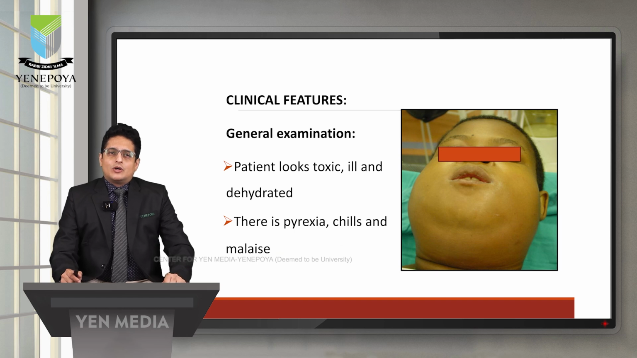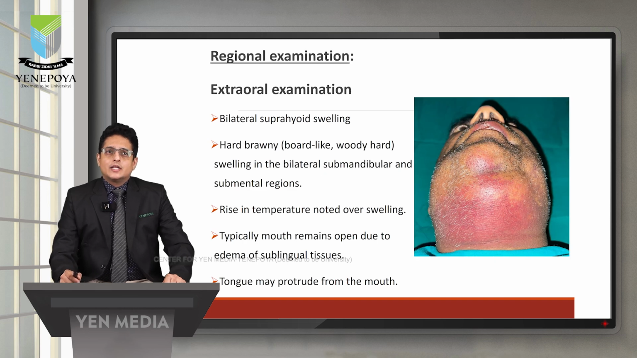The clinical features of this condition include the patient looking very toxic, ill and dehydrated. Pyrexia, chills and malaise are very common and always occur in this condition. Extraoral examination reveals bilateral suprahyoid swellings, bony hard, wood-like, board-like swelling, termed hard brawny, and the swelling is usually bilateral and involving submandibular and submental regions. Rise in temperature is also noted over the swellings.